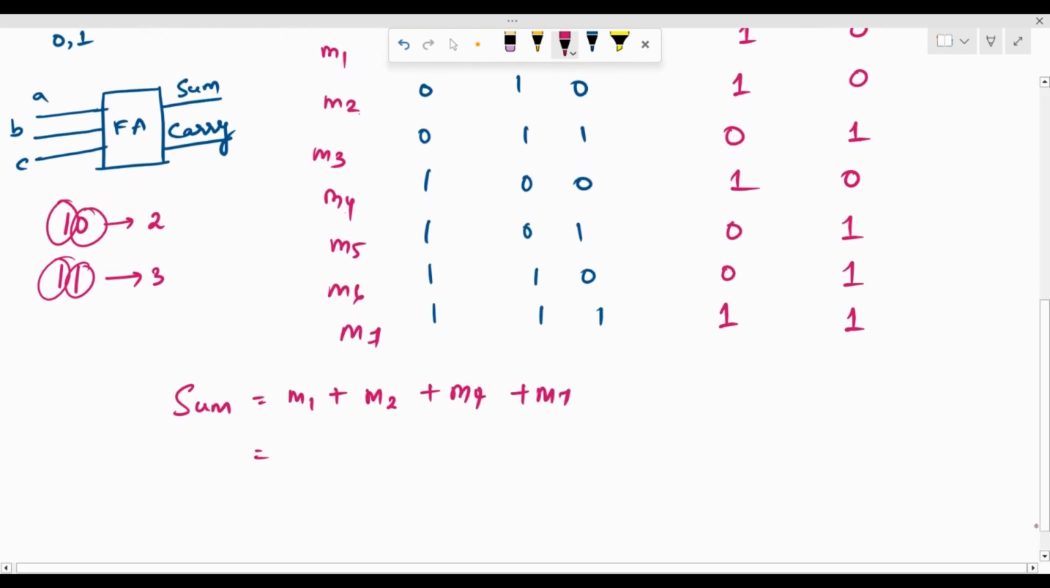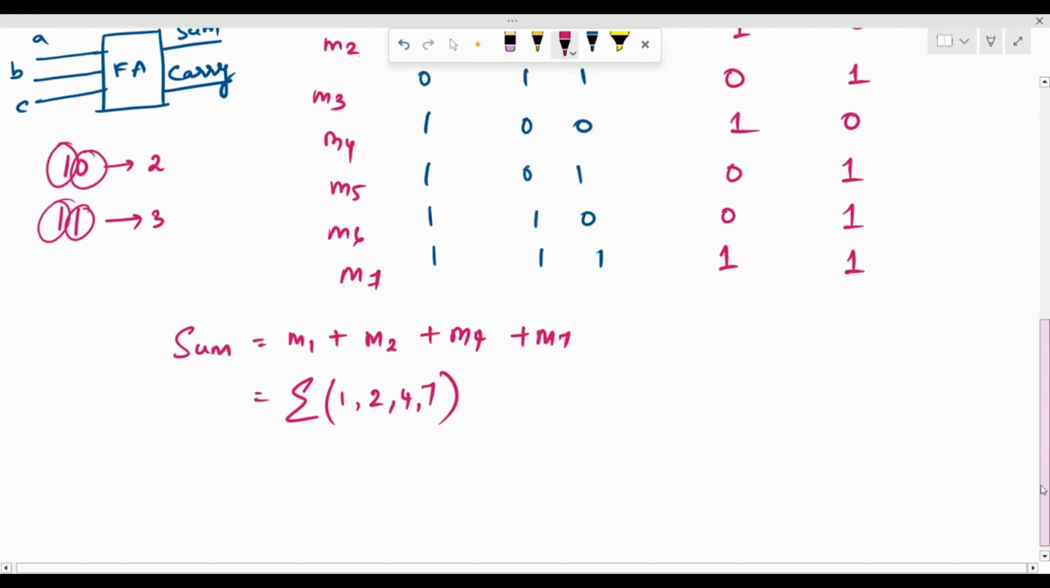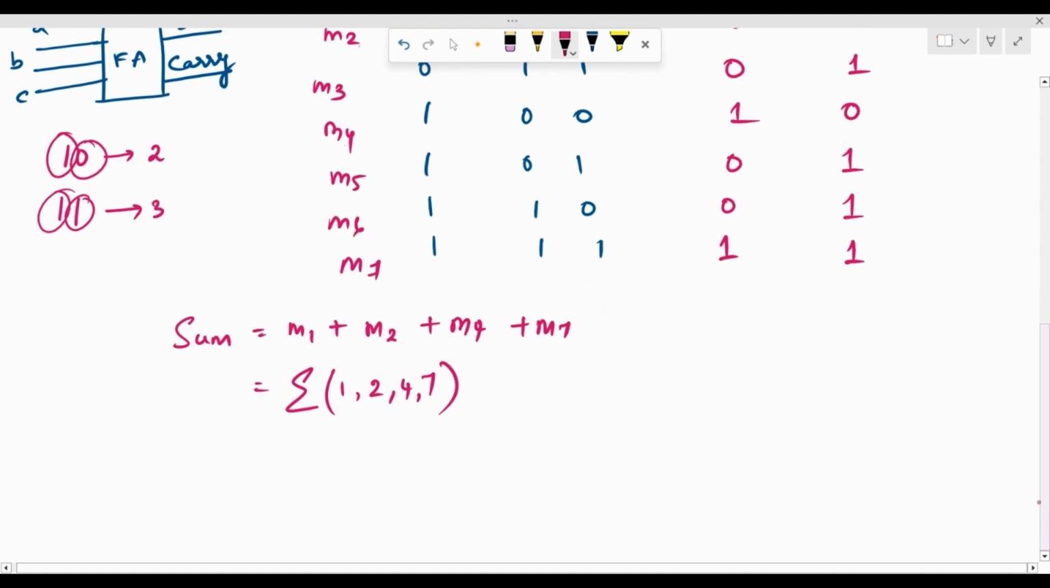I can write this in a simpler manner in this way: summation of 1, 2, 4, and 7. So these are the minterms that are going to make up the sum. When I write it in the expanded form, it is going to be a very long expression where each term is going to have three literals, because each of the minterms is made up of A, B, and C. So if I try to implement that using circuits, it will be a very tough task and is also prone to a lot of errors.